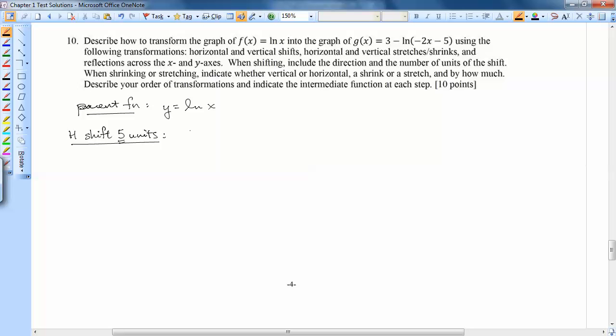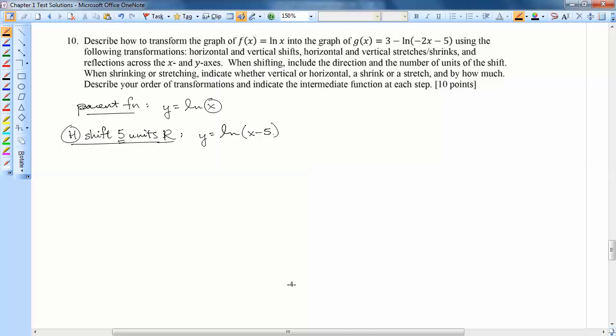So if I shift 5 units, let's go to the right. Then this is going to be y equals ln, and since it's a horizontal shift, I'm going to change my x into x minus 5, right? When you do these horizontal and vertical things, you're only changing x or you're changing everything, all of y. So it's always just replace the x or change everything.